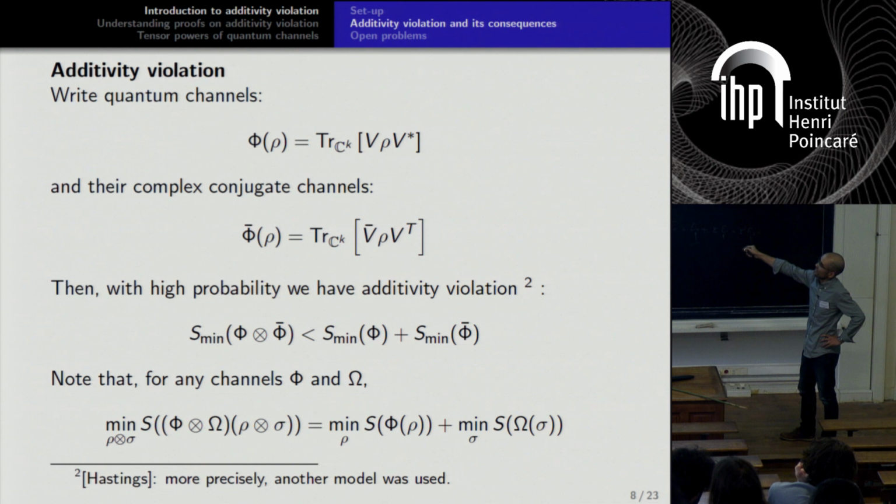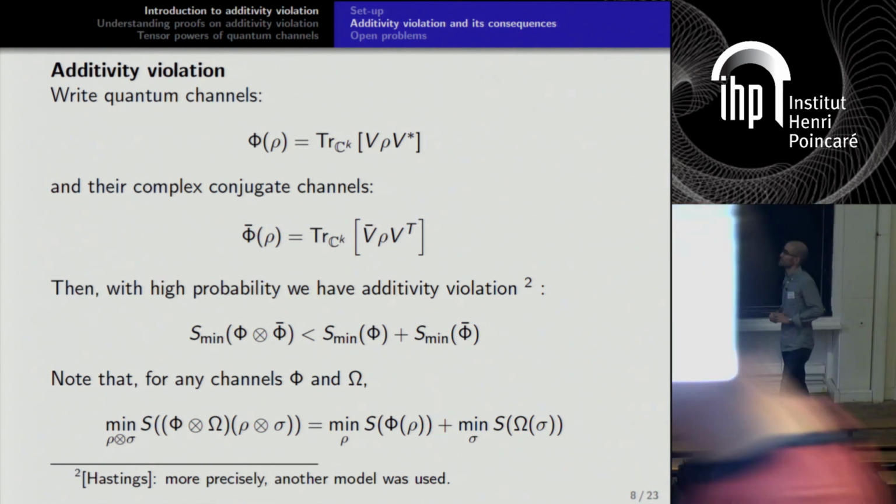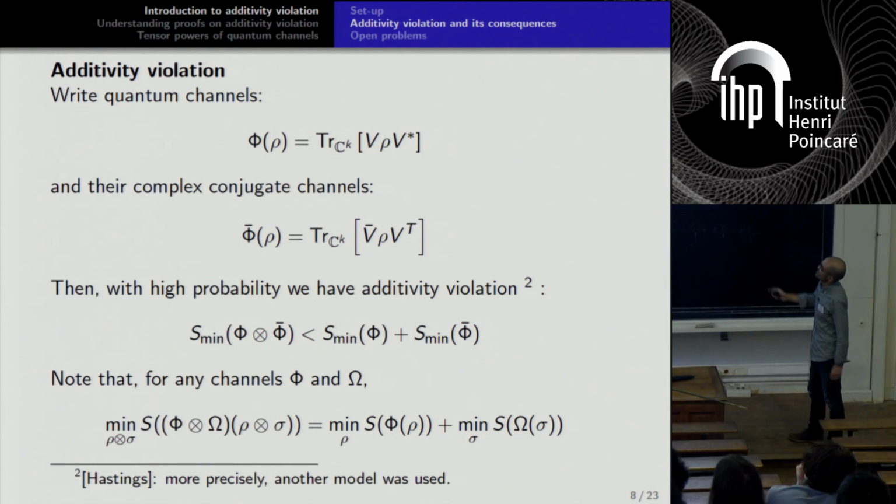As I mentioned, if we restrict ourselves to simple tensor product inputs, then this problem is just the sum of these two minimum output entropies. But as I mentioned before, we are not sure about the structure here. We may have more complicated inputs, and then this minimum may give a strictly smaller value than the sum of these minimum output entropies. Anyway, this is additive violation.